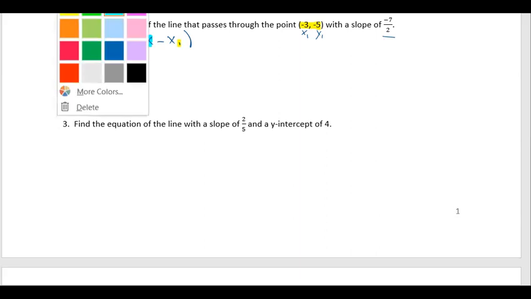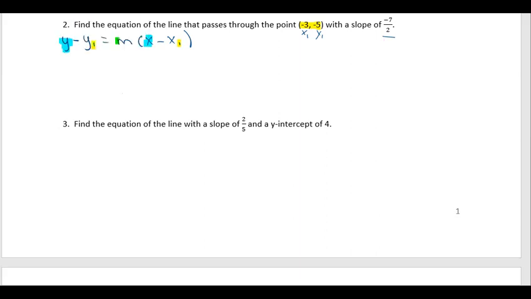And then you'll also notice that we have an m. This m right here is our slope. We're told that we have a slope of -7/2. So that slope is going to take the place of our m. So let's see what we figured out.